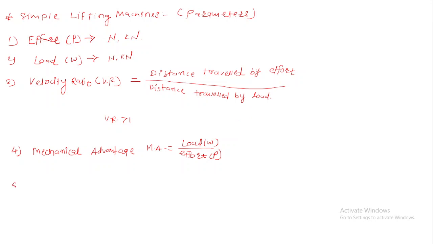Next parameter we have seen, that is input to the machine. So input is defined as the product of the effort multiplied by distance traveled by the effort. So it will be in Newton, and it will be in SI unit meter. So it will be in joule, that is work done. So input work done will be in joule, right?